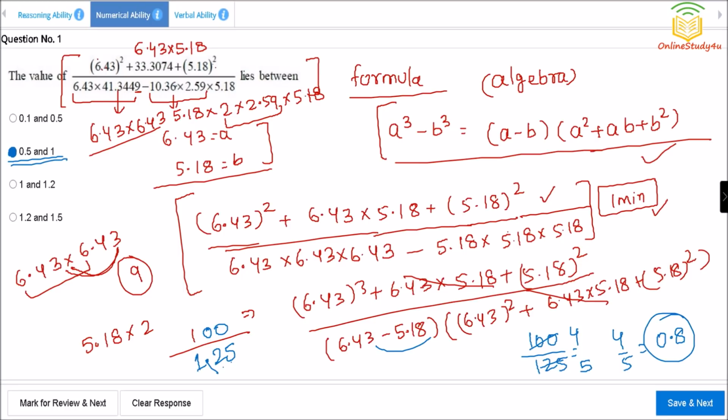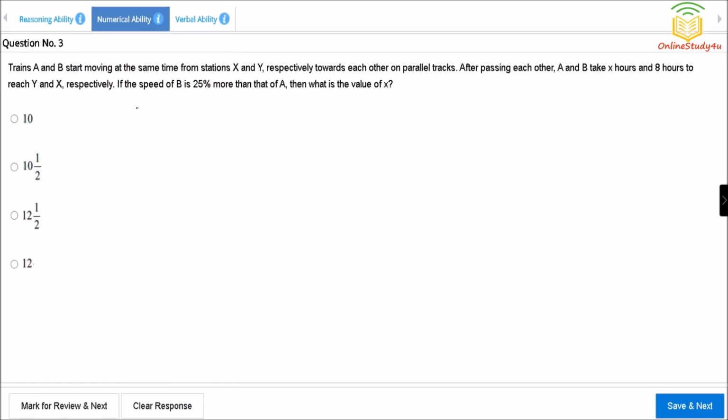So friends, as soon as you see this question, a square plus ab plus b square and a cube minus b cube, so 1 divided by a minus b, 6.43 minus 5.18, and that's all. Within 1 minute you will be able to solve the problem. Otherwise you will be spending more than 5 minutes in unnecessary calculation. One thing you always remember friends, no exam will ask any human to do a calculation that a calculator will do. Keep that in mind and you will be easily able to solve the problems in the exam.